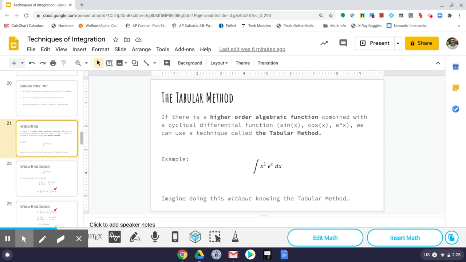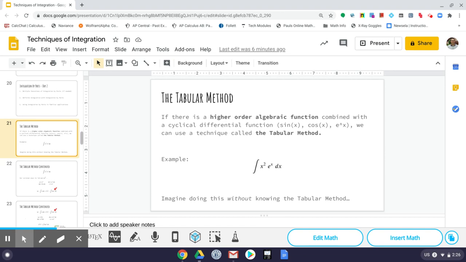We can use a technique. It's called the tabular method, right? And we'll explain why it's the tabular method. We're going to set up 2 columns. It looks very much like a table, and it's going to help us out. So here's my example that I want to work everything off of. It's the integral of x squared e to the x dx.